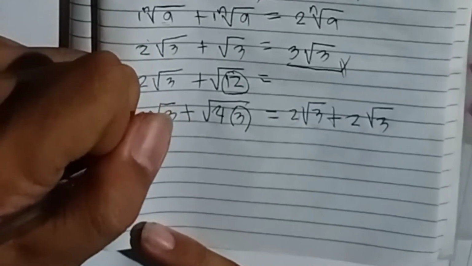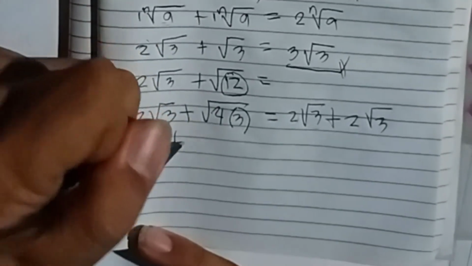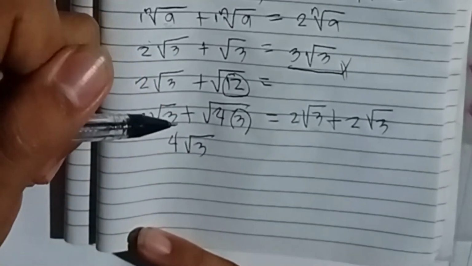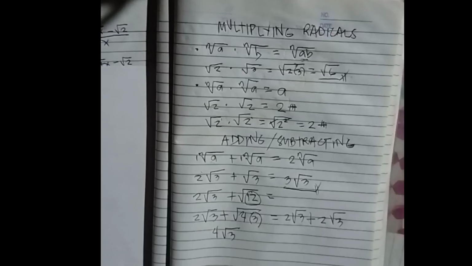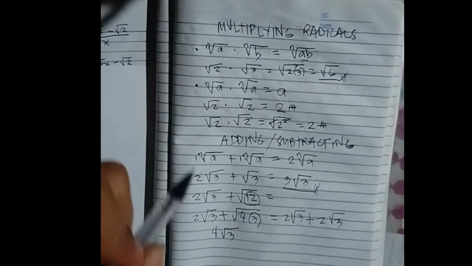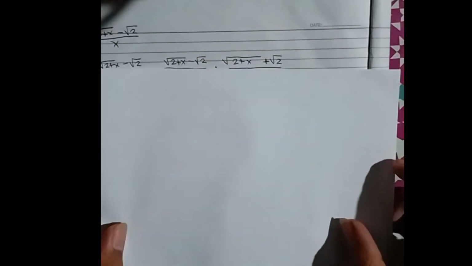That is 2 plus 4, it is equal to 4, and copy the radical part, which is square root of 3. So the final answer natin is 4 square root of 3. So yun lang yun. So this concept is i-apply natin dito sa ating original problem.